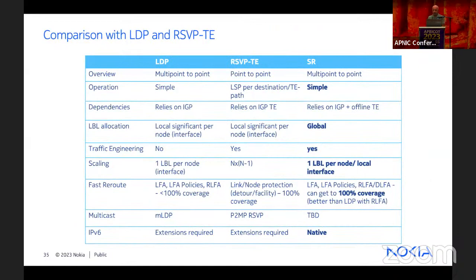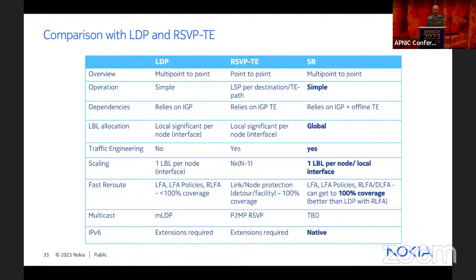Right. So now that we've looked at the basics of segment routing, I think all of you seem to have a really good grasp of how this works. It's a good idea to actually compare segment routing against LDP and RSVP-TE. So the same kind of parameters. Segment routing, like LDP, is multipoint to point because the same node SID can be used by any of the nodes in the network to send traffic to it. So it's once again a tree-like structure there.